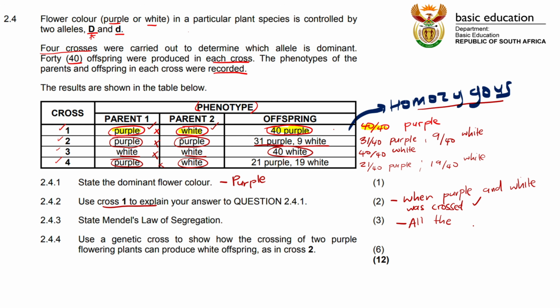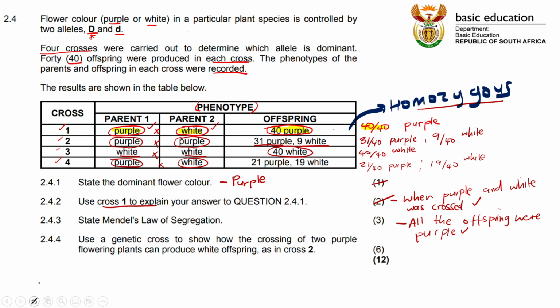All the offspring, or 40 out of 40 of the offspring, or you can say 100% of the offspring, were purple. So the fact that all of the offspring took only parent one's characteristic, which is purple, because all of them were purple, they actually took after parent one. It shows us that there is a complete dominance of purple, which tells us that purple is the dominant flower color. So all of the offspring in cross one were purple. So we can say indeed that the purple is the dominant color. So we've answered this and these 2 marks.